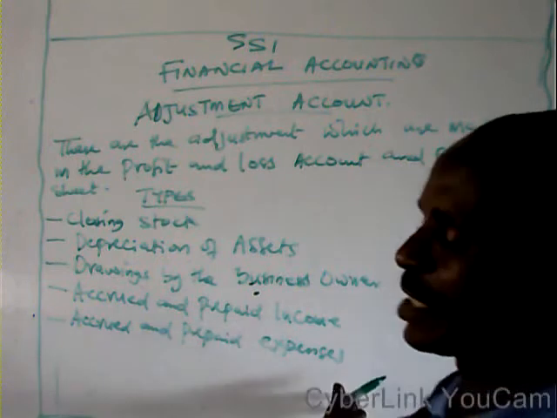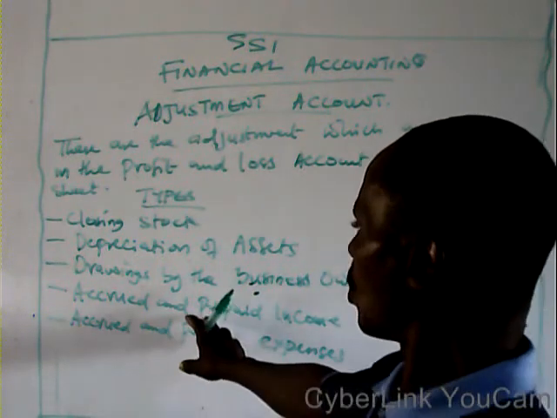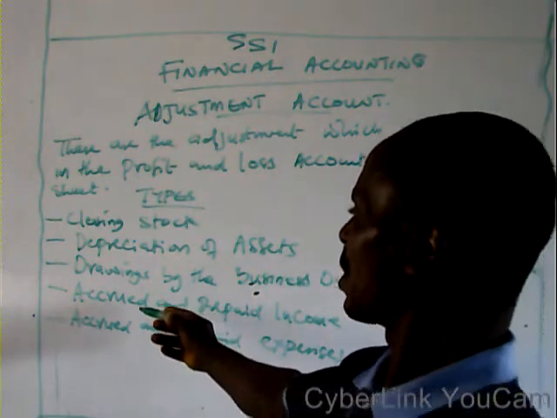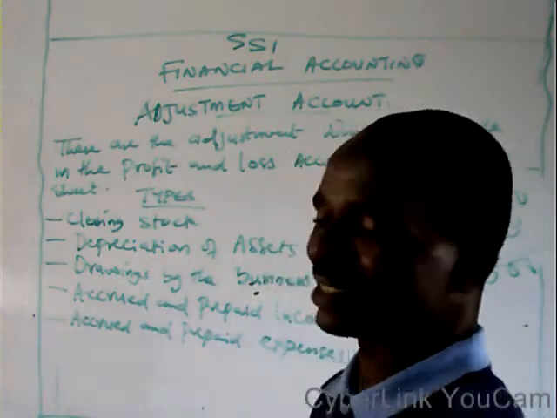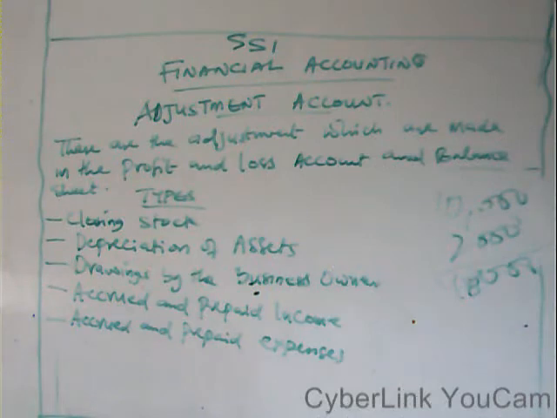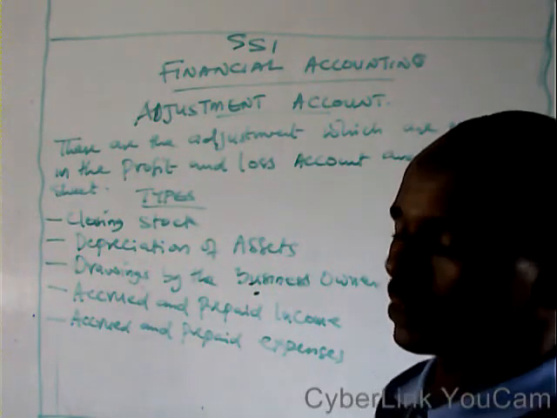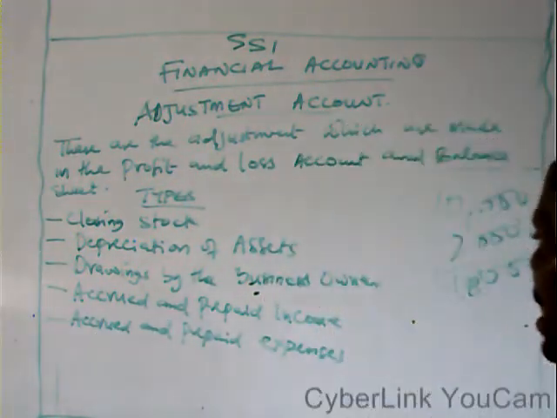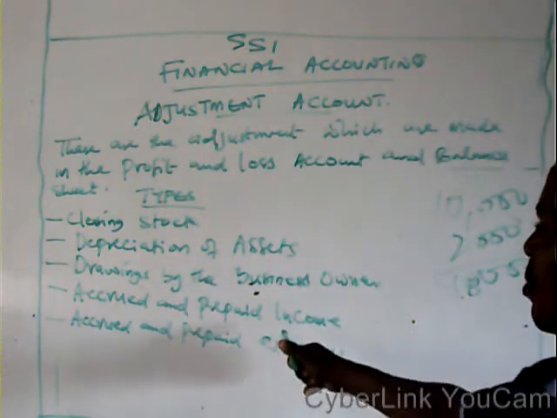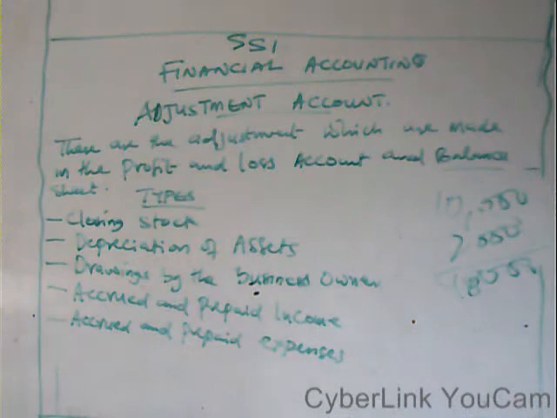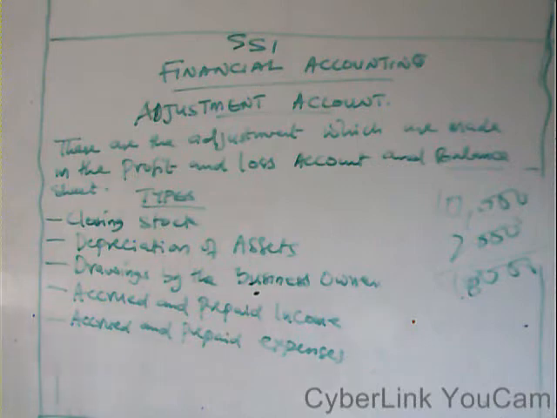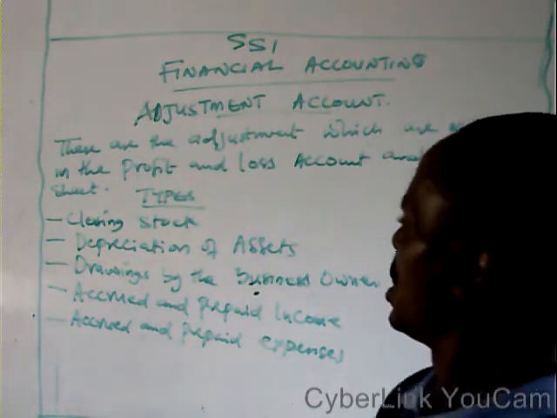And the next one we have is accrued. Here we have income and expenses. Under expenses we have accrued or prepaid, but this time around we have the accrued. We call it accrued, or owing, or outstanding, they mean the same thing. Accrued means that it is a service you already enjoyed and you are yet to pay for it. That is what they mean by owing, or arrears, or outstanding and accrued.